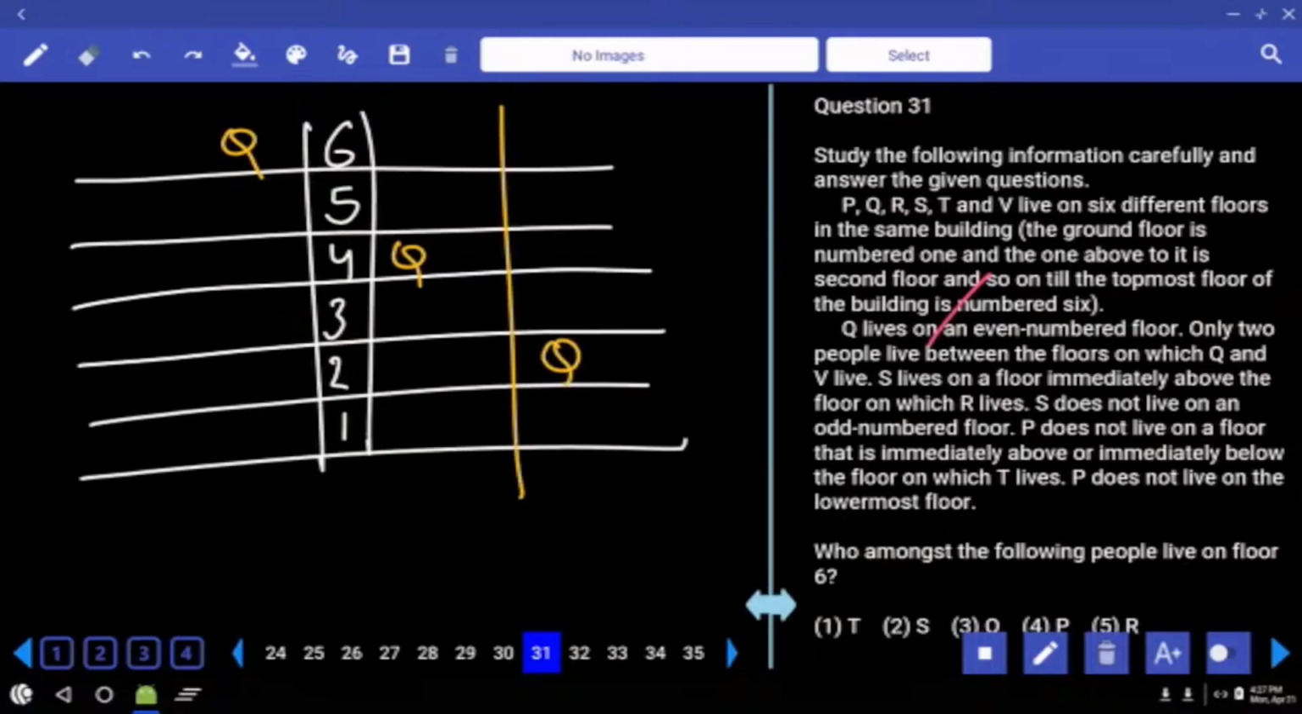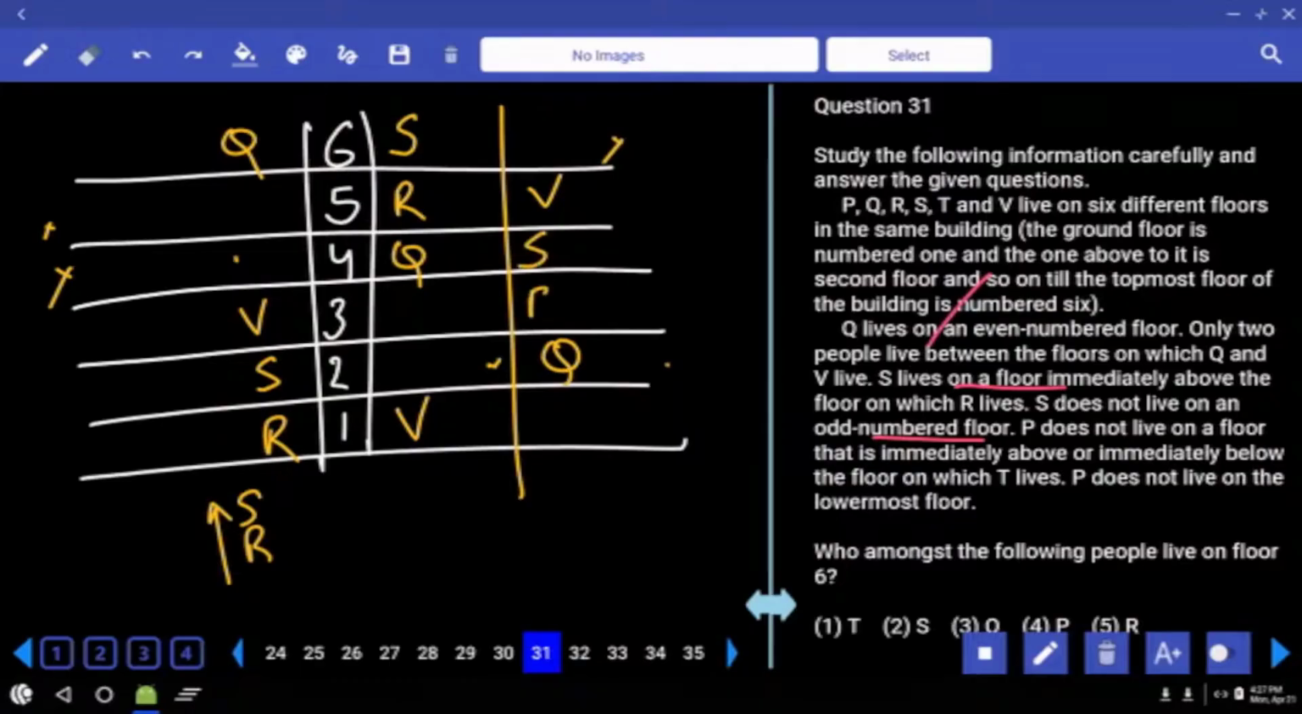Then there are only 2 between Q and V. Only 2 in between Q and V. S lives on a floor immediately above R. S is immediately above R. There are 2 possibilities in each of these. S does not live on an odd number floor. S cannot be here. S and R must be like this. That means S must be on an even number floor. S cannot be on the second floor, and cannot be on 6, S and R.